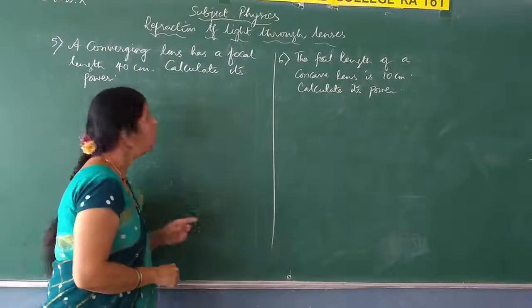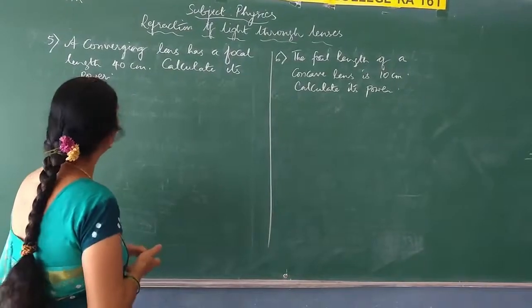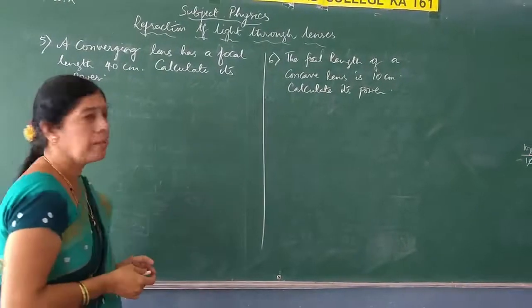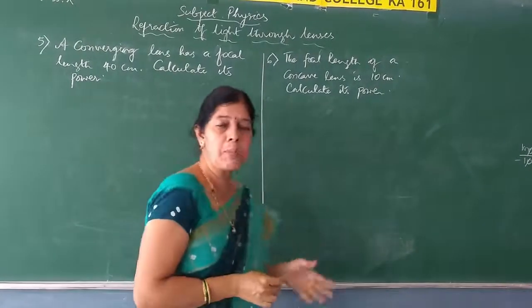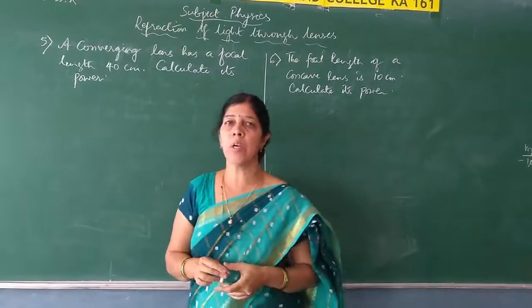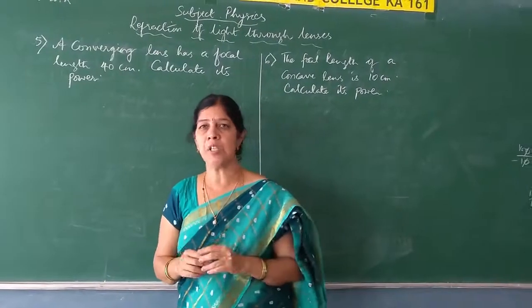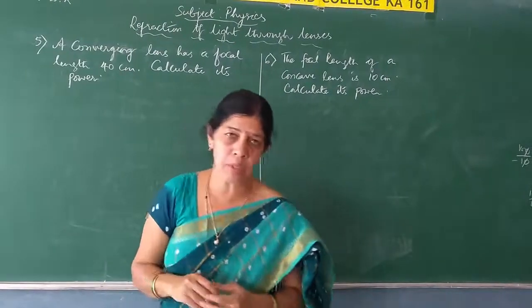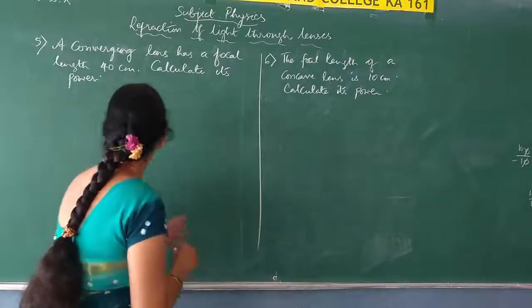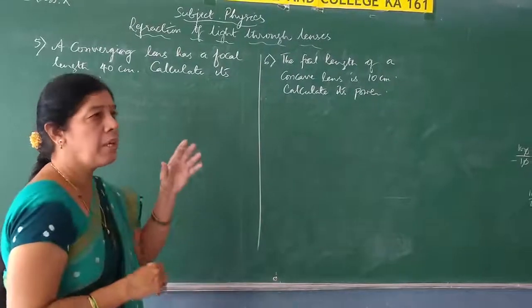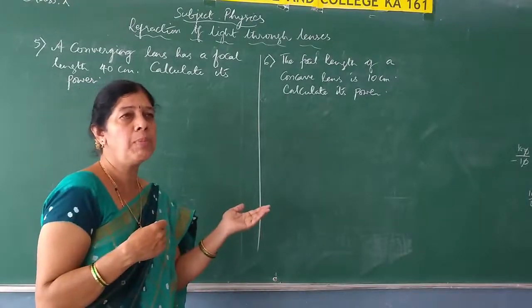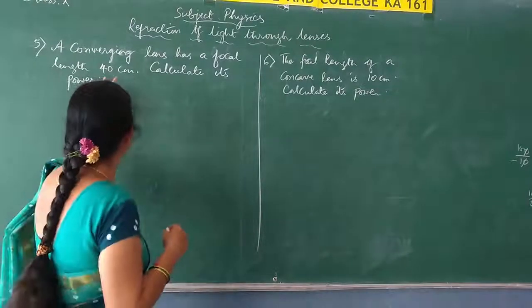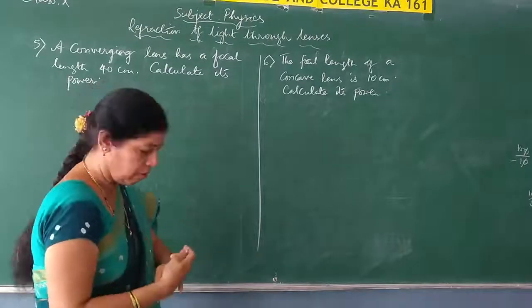So next problem, a converging lens has a focal length 40 cm, calculate its power. So we have studied about the concept of power also. Power is nothing but what? It is a measure of the deviation of the light when it undergoes refraction through a lens. So how it is deviated, whether the deviation is towards the center of the lens or away from the center of the lens, depending on that we will decide the power of the lens.